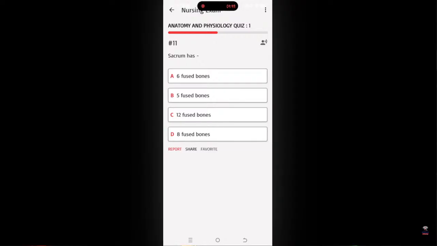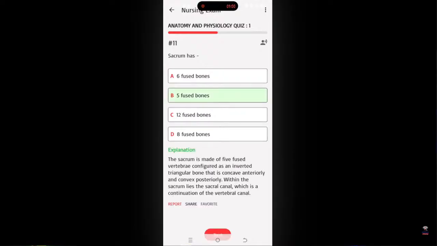Sacrum has A. 6 fused bones, B. 5 fused bones, C. 12 fused bones, D. 8 fused bones. Correct answer. The sacrum is made of 5 fused vertebrae configured as an inverted triangular bone that is concave anteriorly and convex posteriorly. Within the sacrum lies the sacral canal, which is a continuation of the vertebral canal.